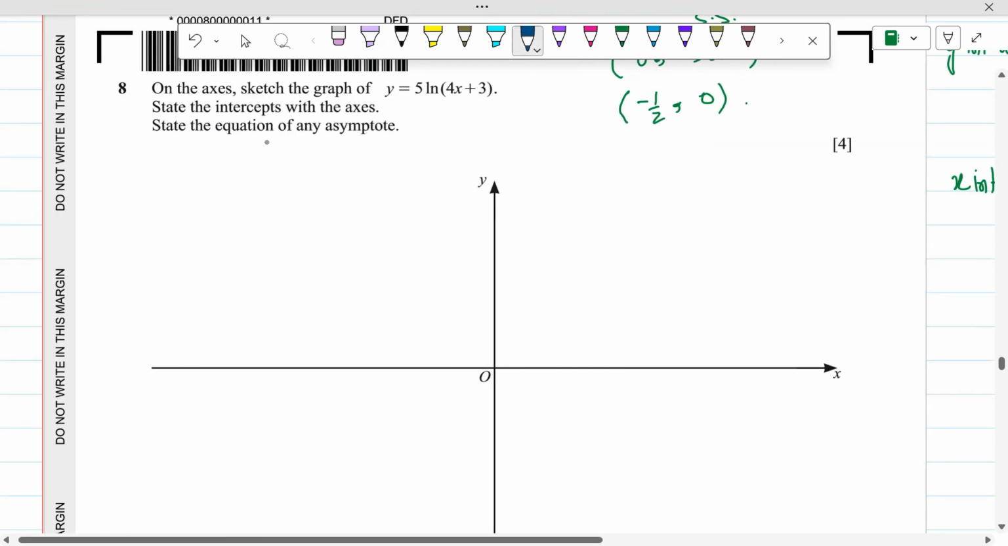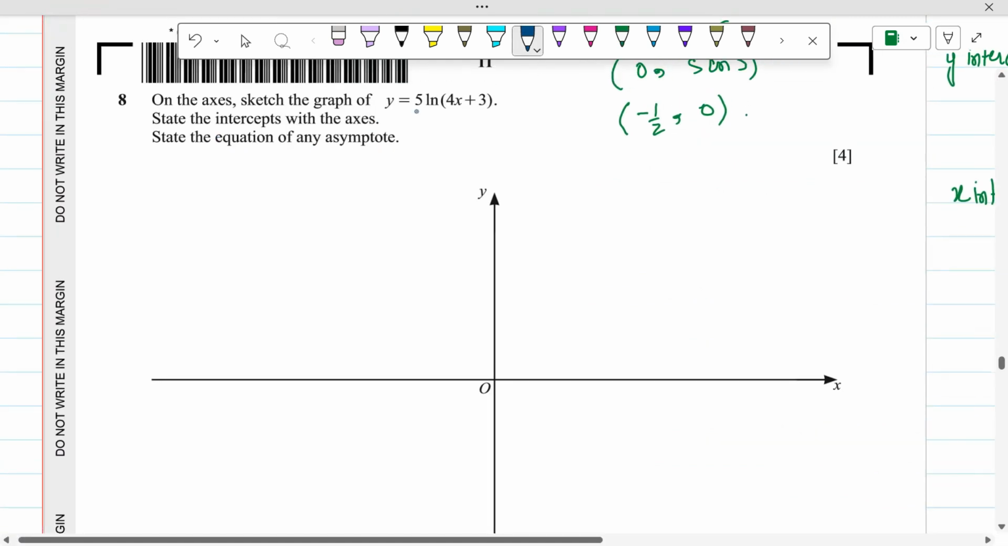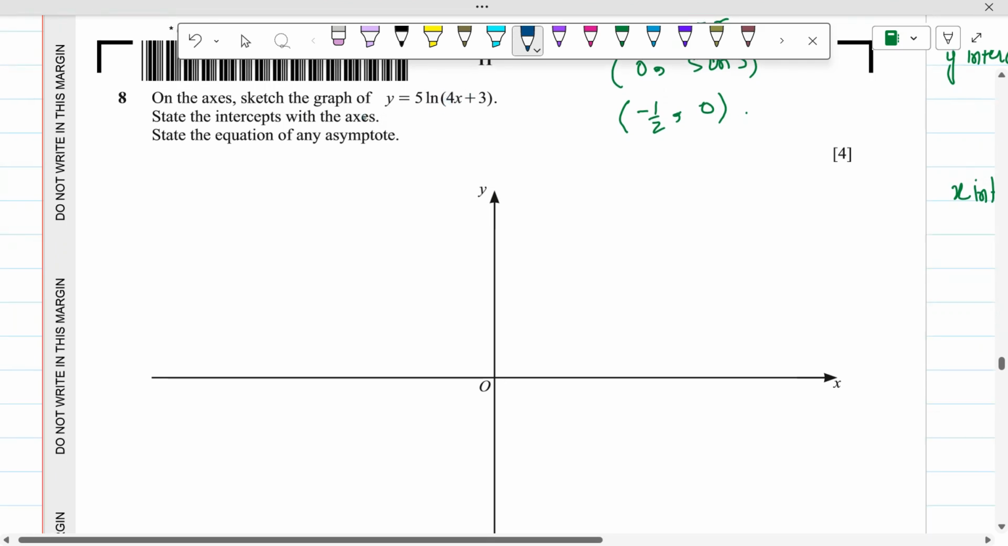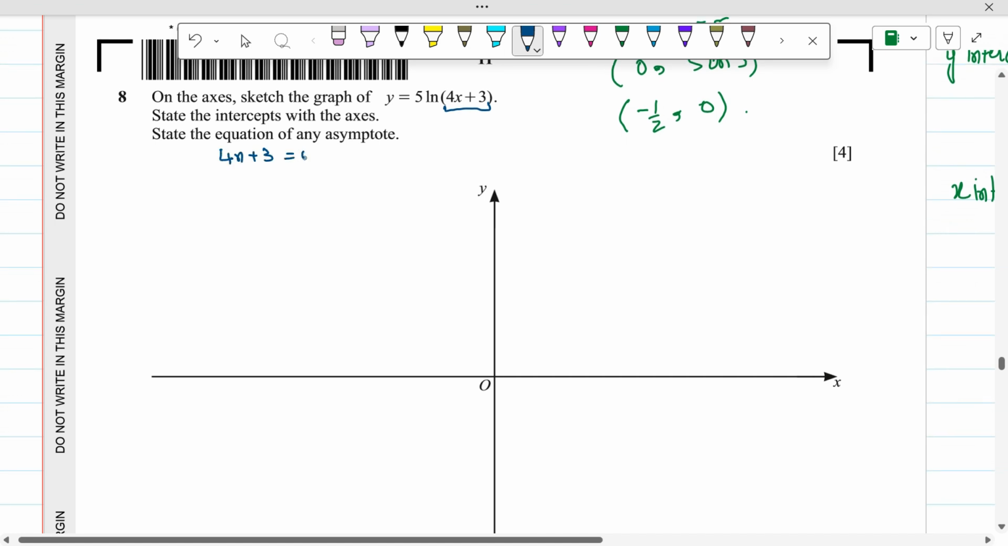Now, when we need to find the asymptote, this is a logarithm function. To find the asymptote, we take the argument and equate it with 0. So 4x + 3 = 0. In this case, x is equal to -3/4, which is equal to -0.75.